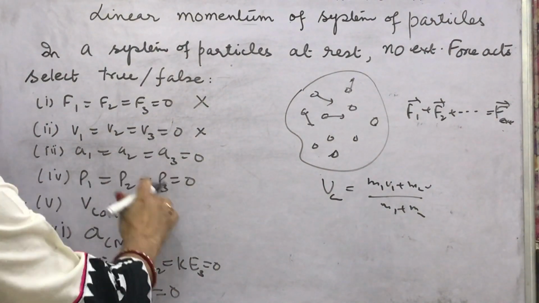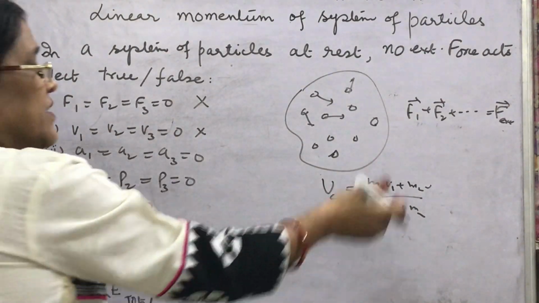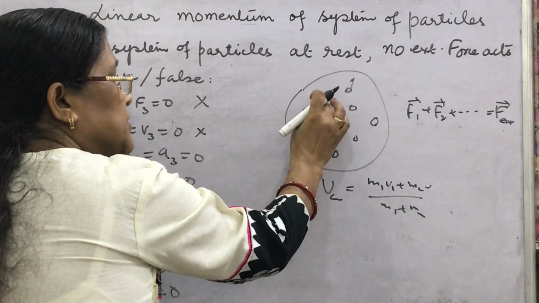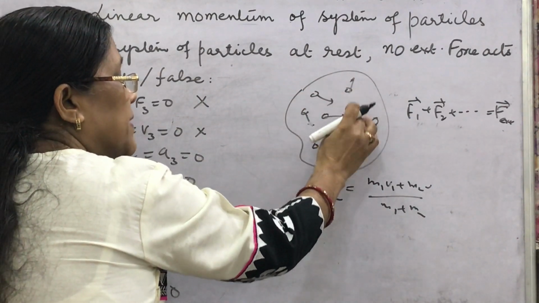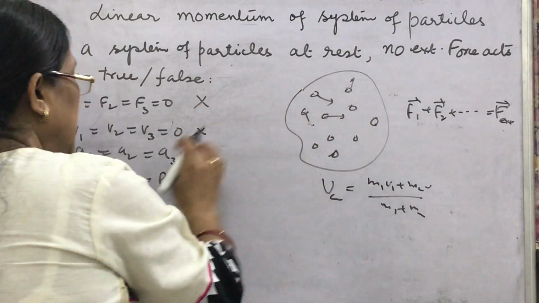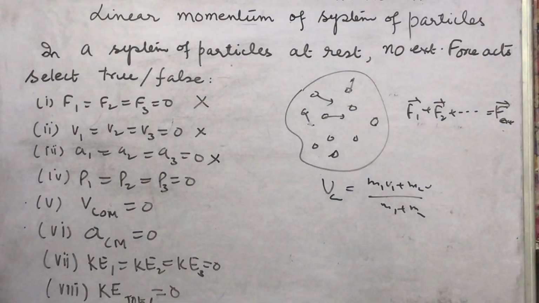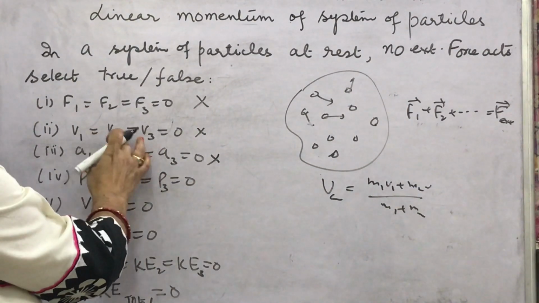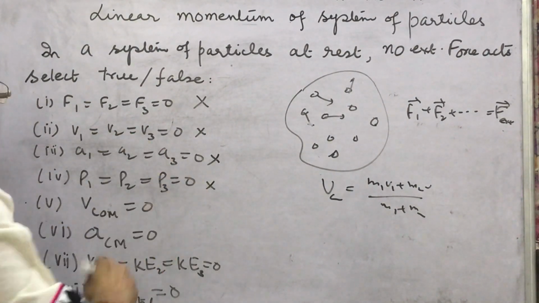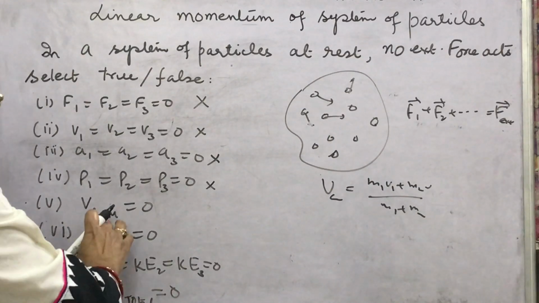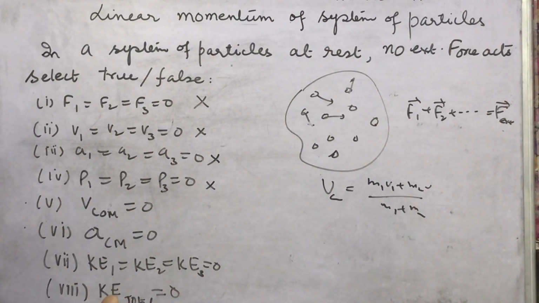Similarly, the accelerations. Just now we have seen that if an individual particle experiences force, then acceleration is also not 0. What about momentum? Momentum again depends on velocity, so this will also not be true. What about center of mass?